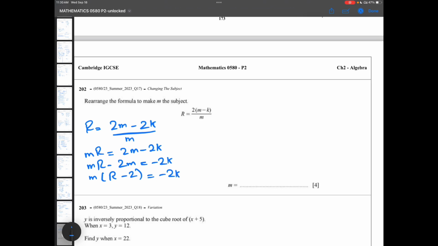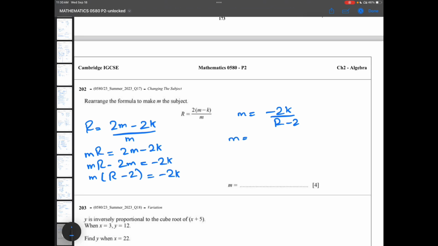When I take m common, I get m into r minus 2 is equal to minus 2k. Now r minus 2 is being multiplied with m. I will move it to the right side of the equation. It will be divided, so m will be equal to minus 2k upon r minus 2. I can also cancel out this negative sign if I want to, but this is also a correct answer.